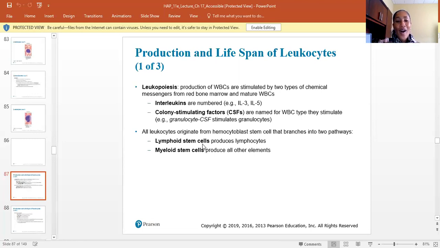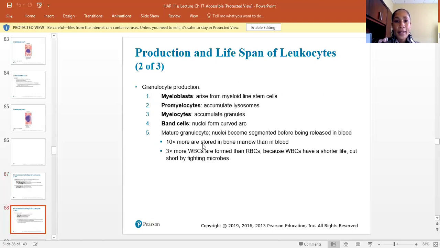All leukocytes originate from hemocytoblasts. Remember, all of our formed elements start here. The hemocytoblast stem cell will branch into two pathways, a lymphoid stem cell and a myeloid stem cell. The lymphoid stem cell will specifically differentiate and form lymphocytes, and the myeloid stem cells will differentiate and produce the other types of formed elements.